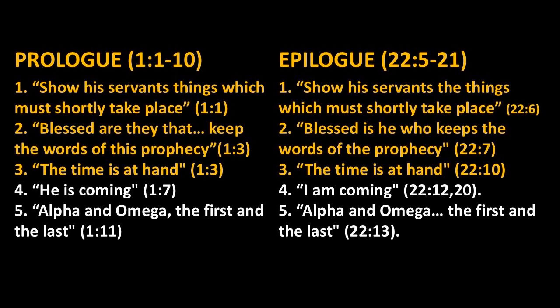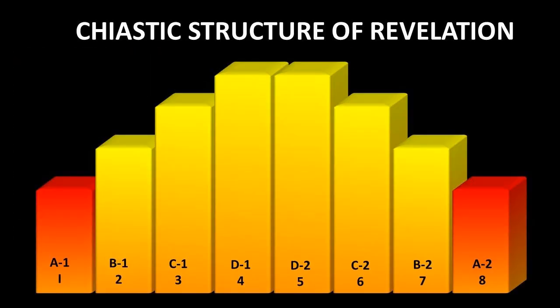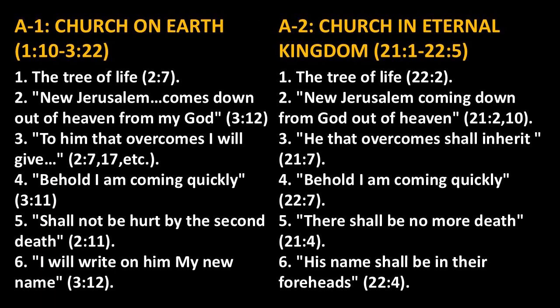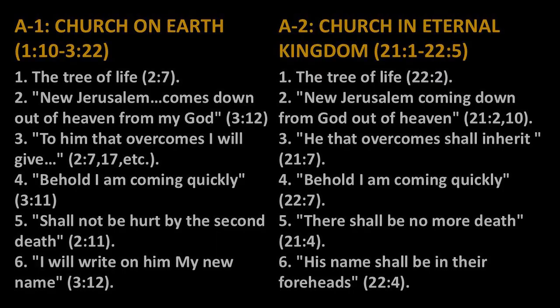There are several matching elements, some of which are found nowhere else in Revelation or in the rest of the Bible. Each of the division pairs have a matching theme. The first and eighth divisions compare and contrast the church on earth in chapters 2 and 3 with the church in the eternal kingdom of God in chapters 21 and 22. There are also several matching elements in these two sections.